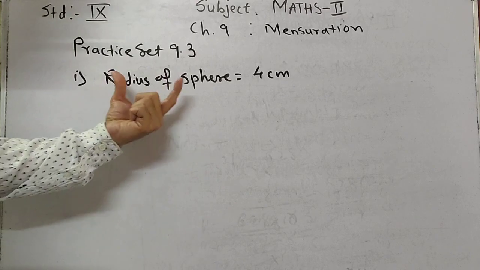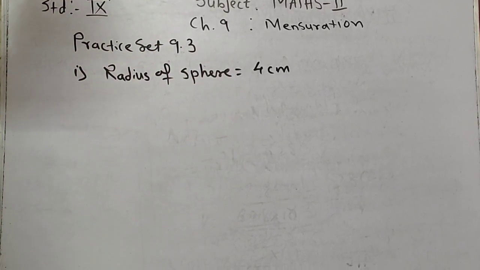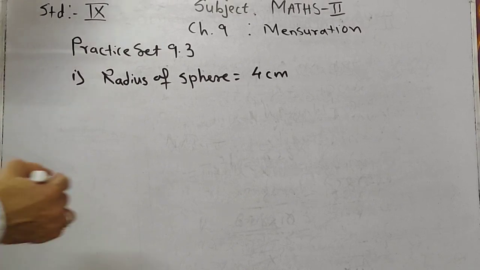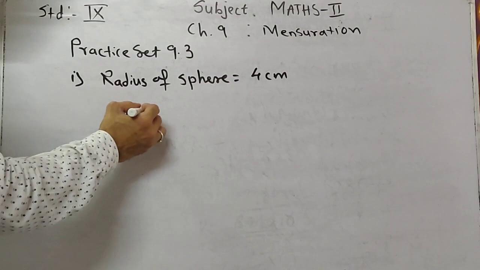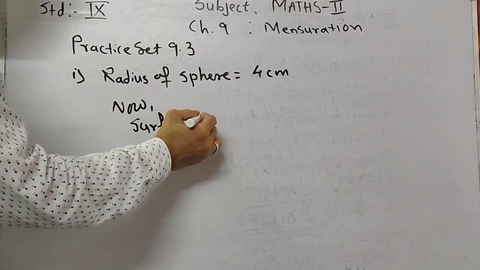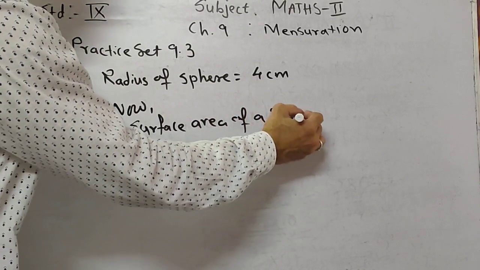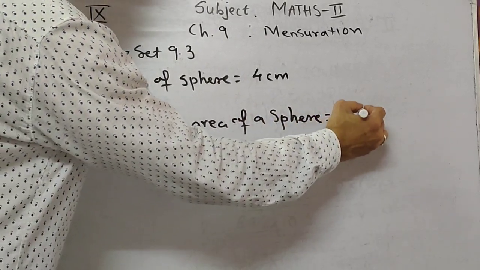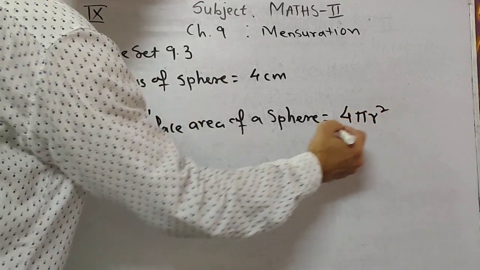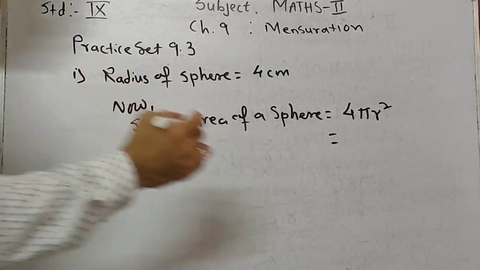I will show you this sum. The radius of the sphere is 4 centimeter, and you want the surface area of the sphere. You know the surface area of a sphere is 4 pi r square. As I told you, 4 pi r square.